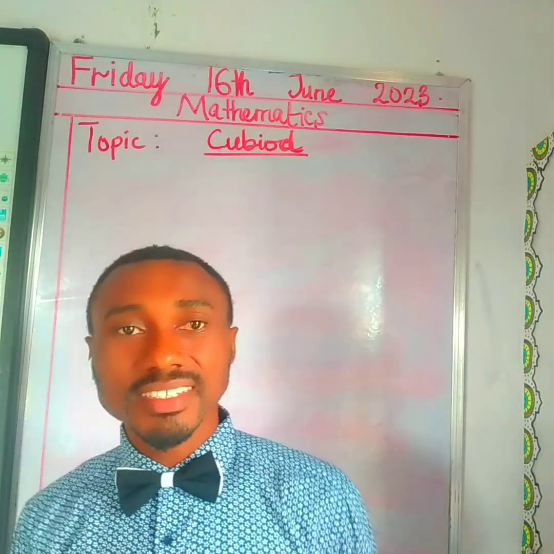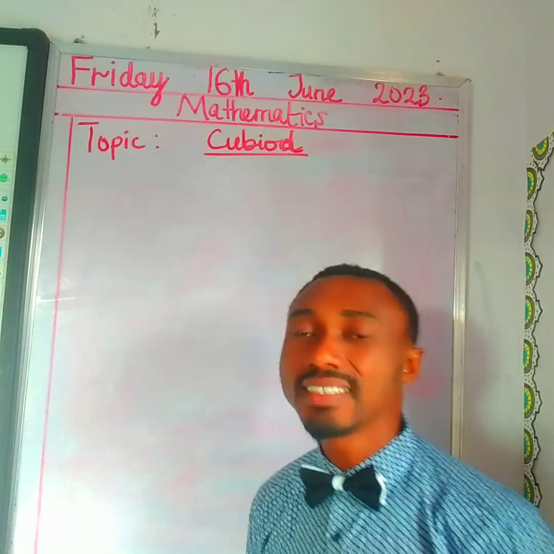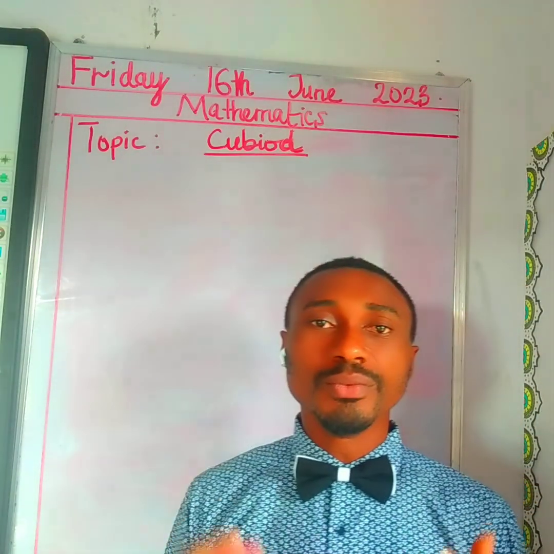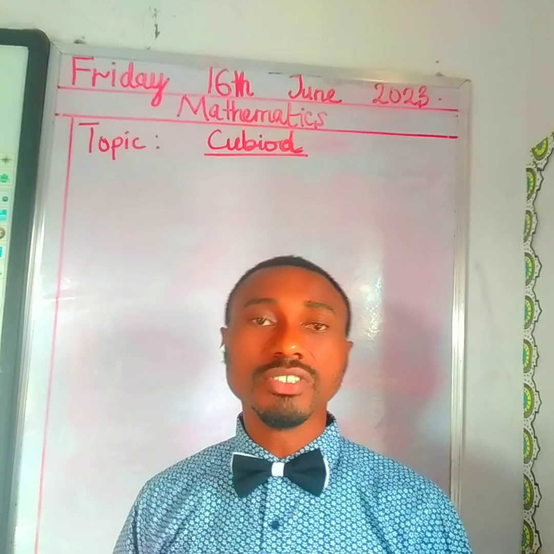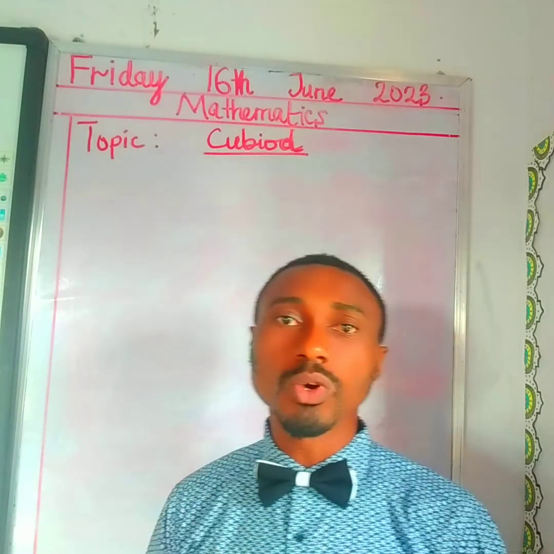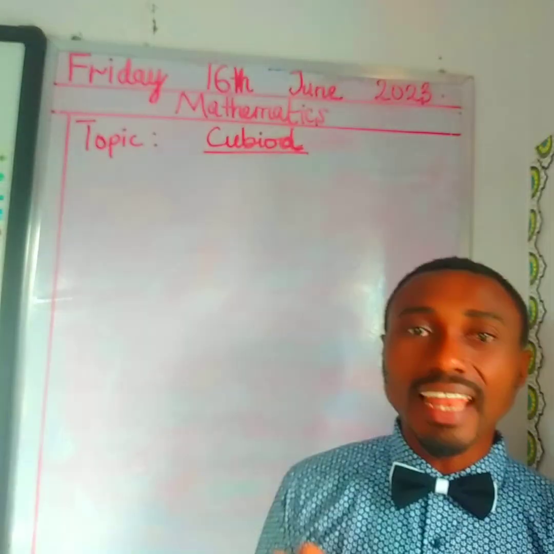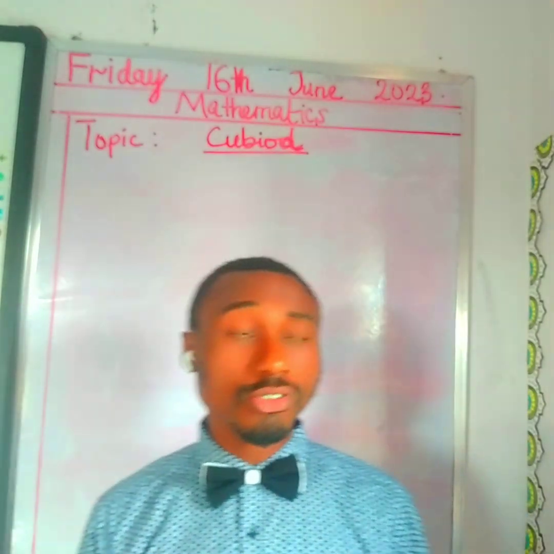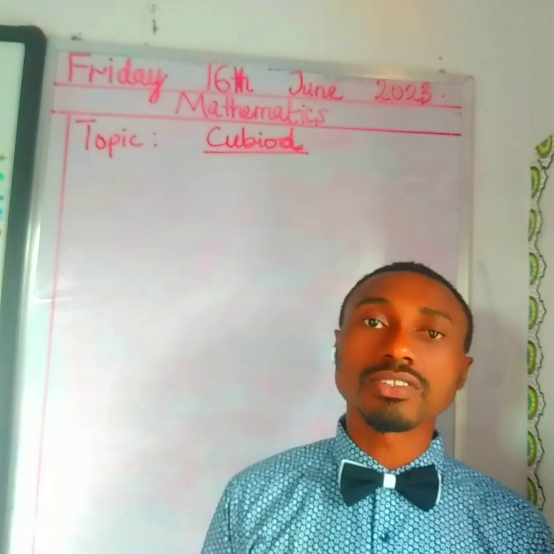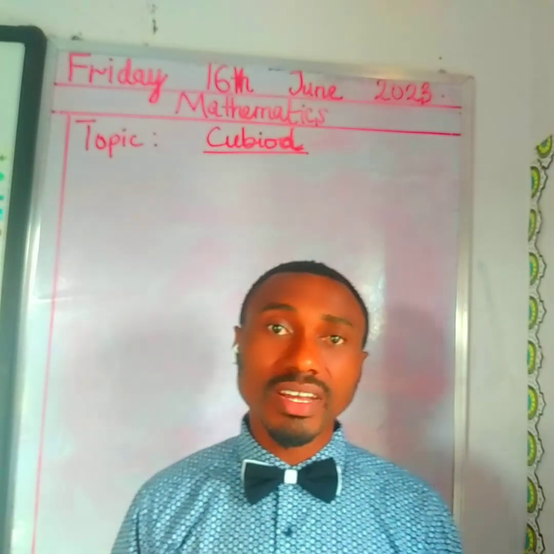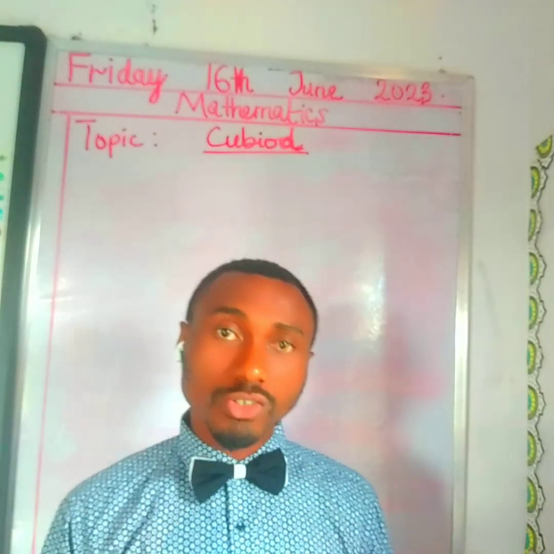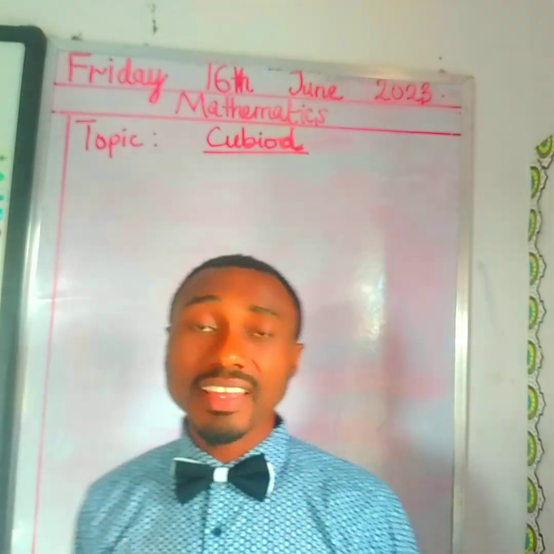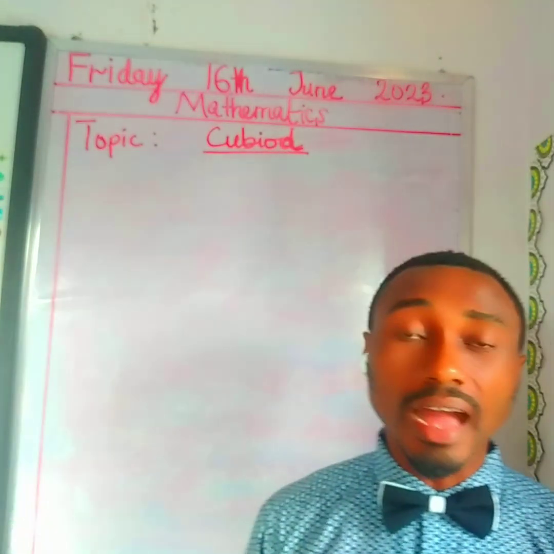Now, this morning we are going to be looking at mathematics, and the topic we are looking at is cuboid. Before we go into this class, I just want to go briefly to what we learned in the last class. In the last class we looked at three-dimensional shapes, and I mentioned to you the few types of three-dimensional shapes that we have. I remember mentioning to you the cube, the cuboid, the pyramid, the sphere, and of course the cylinder, among others.